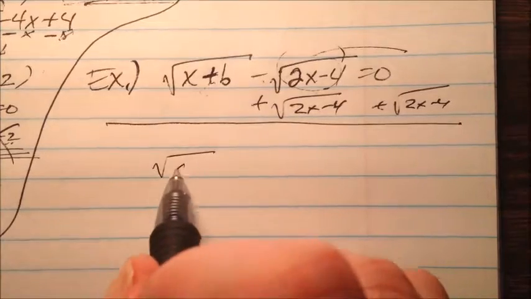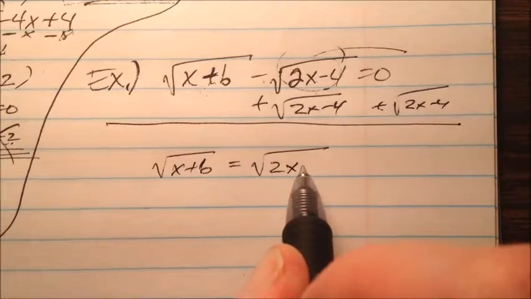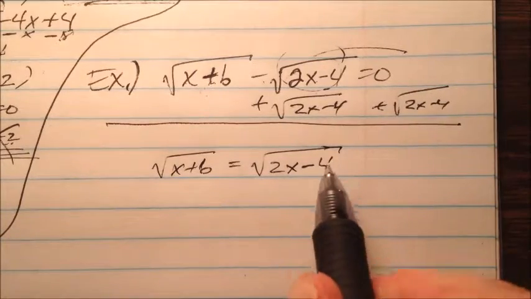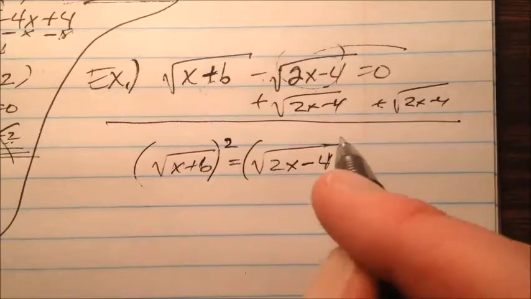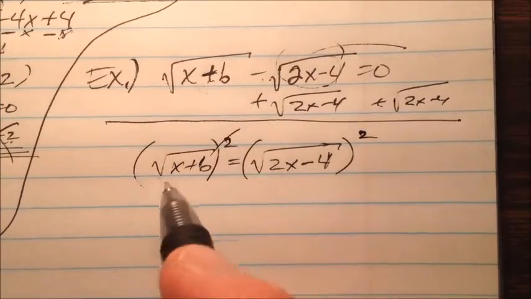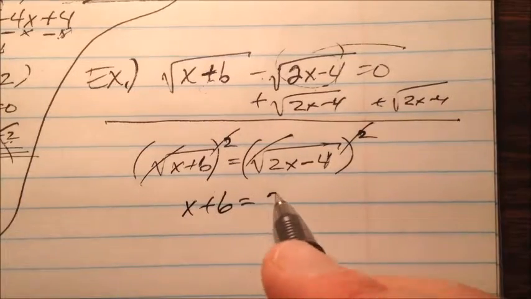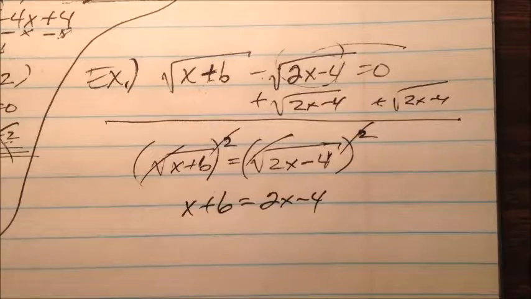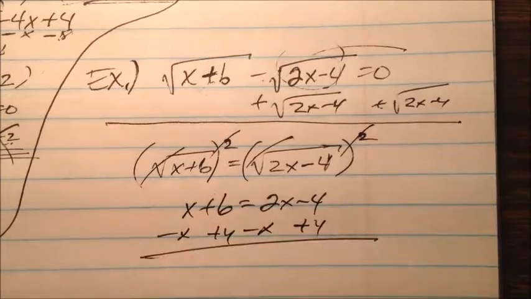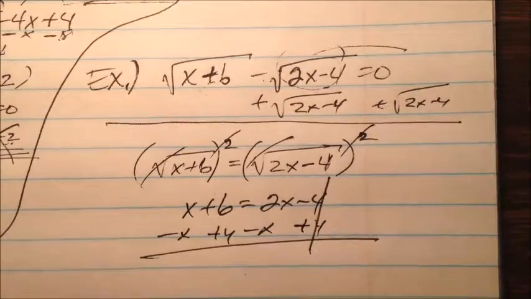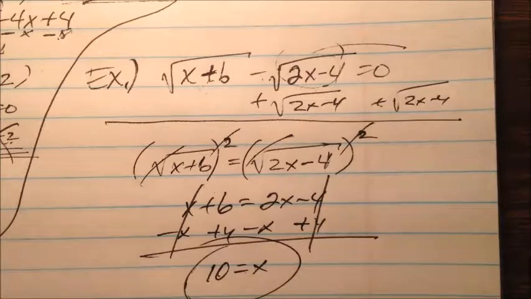So I have the square root of the quantity x plus 6 equals the square root of the quantity 2x minus 4. Well, let's see. When we square both sides now, all the radicals will go away. So I just have x plus 6 equals 2x minus 4. So when I add 4 to both sides and subtract x from both sides, my 4's cancel, my x's cancel, and I have 10 equals x.